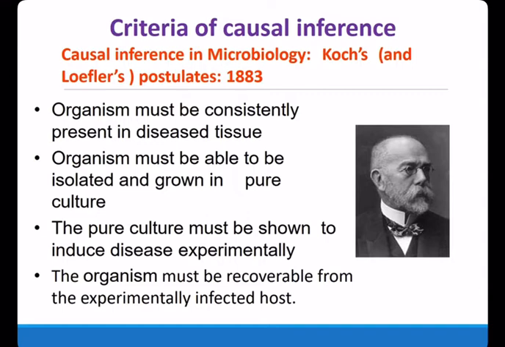First, the organism must be consistently present in the diseased tissue. Second, the organism must be able to be isolated and grown in a pure culture. Third, the pure culture must be shown to induce disease experimentally. And fourth, the organism must be recoverable from the experimentally infected host.